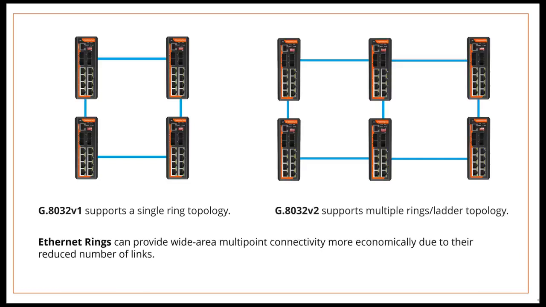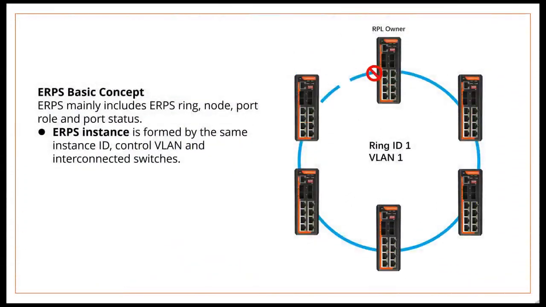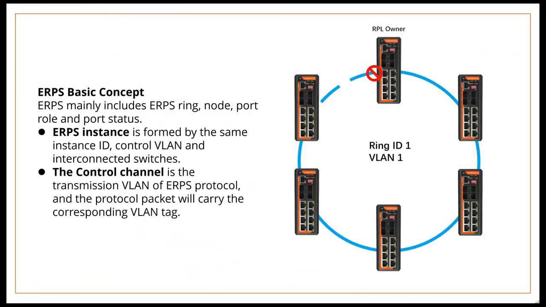Ethernet rings can provide wide-area multipoint connectivity more economically due to their reduced number of links. ERPS mainly includes ERPS ring, node, port role and port status. An ERPS instance is formed by the same instance ID, control VLAN and interconnected switches.